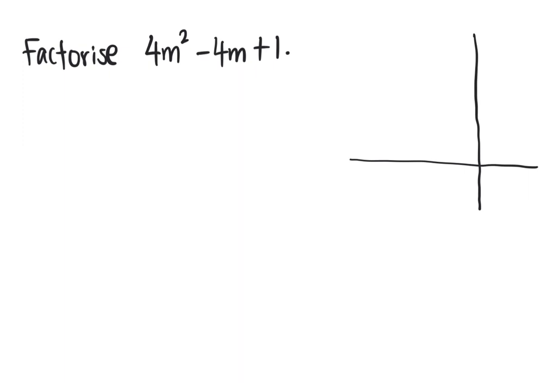Hello everyone, welcome to this video where we are required to factorize the following: 4m squared minus 4m plus 1. I am going to make use of the cross chart to solve this problem. Do take note how Mr. Tan positioned the terms. In the cross chart, this is positive 1 and this is negative 4m.